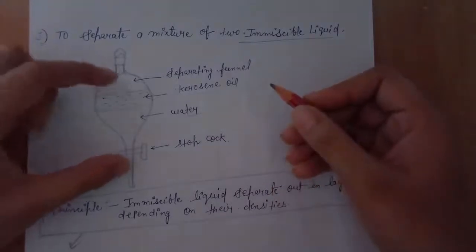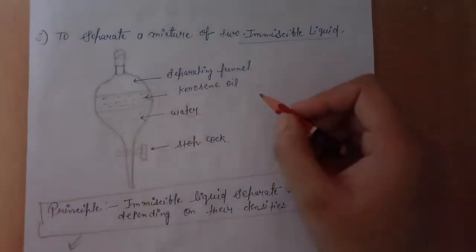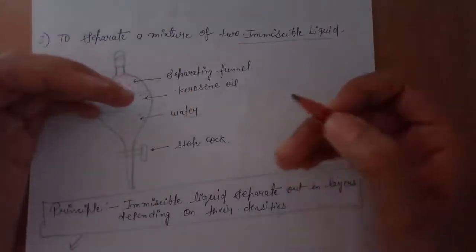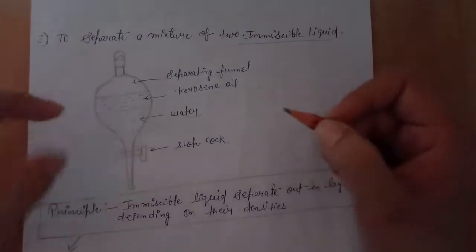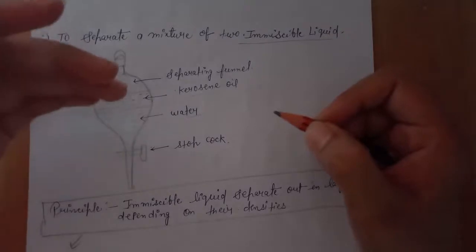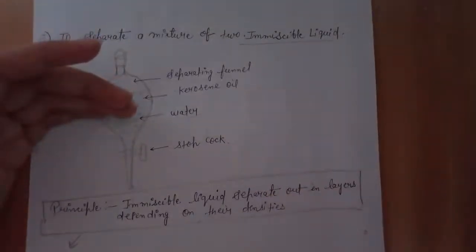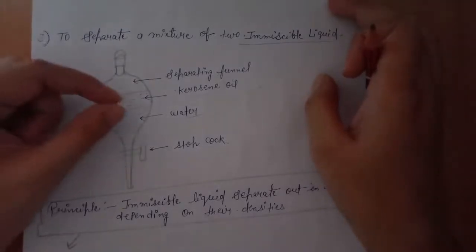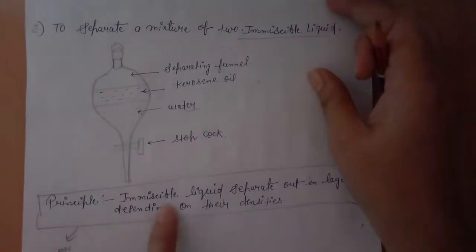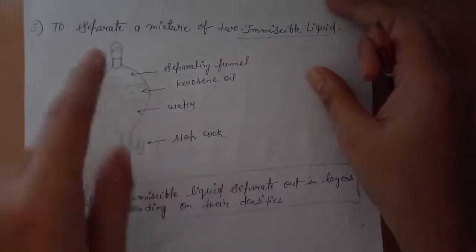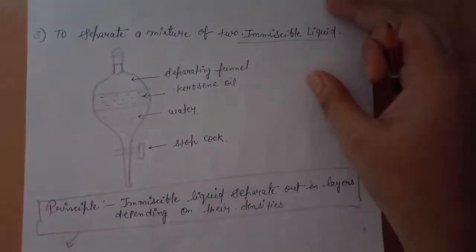Why do we use a separating funnel to separate kerosene oil and water? Because by using this funnel, these two liquids arrange themselves on the basis of their density in different layers. The density of water is higher, so water is arranged at the lower side, and the density of kerosene is less than water, so the kerosene oil makes a layer above the water. So immiscible liquids separate out in layers depending on their densities. This method is used to separate a mixture of two immiscible liquids by using a separating funnel.